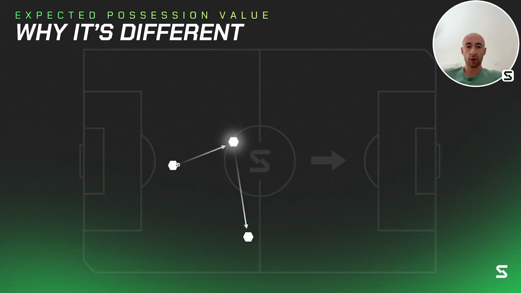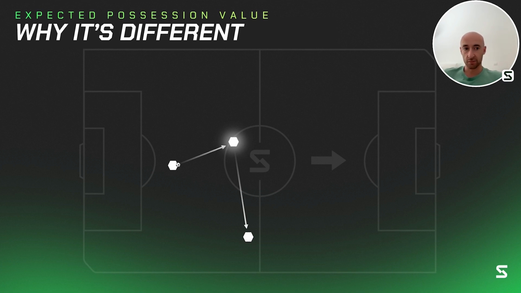Now, I'm quite sure you've heard about EPV before, so what's different in SkillCorner's model? Common data providers basically rely on static images to create and deliver their values. This obviously misses key contextual information and doesn't really reflect the dynamic nature of the game. SkillCorner solves these issues by bringing in the power of tracking data.